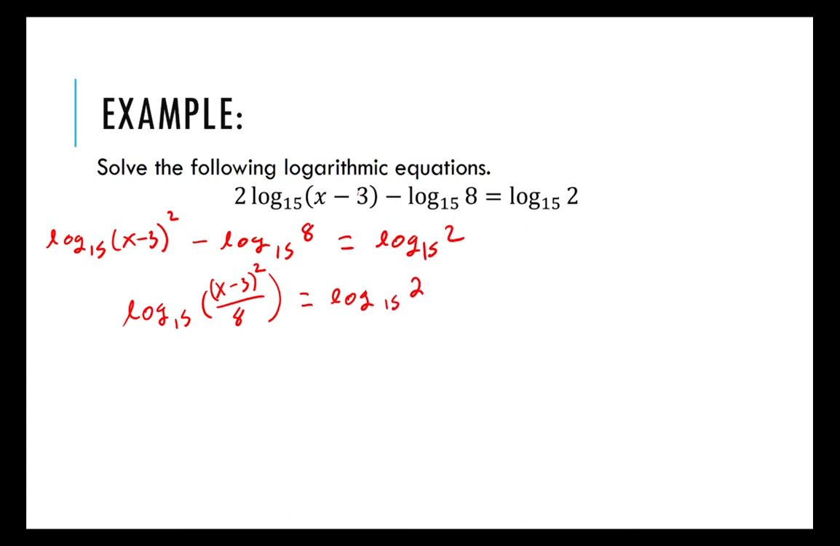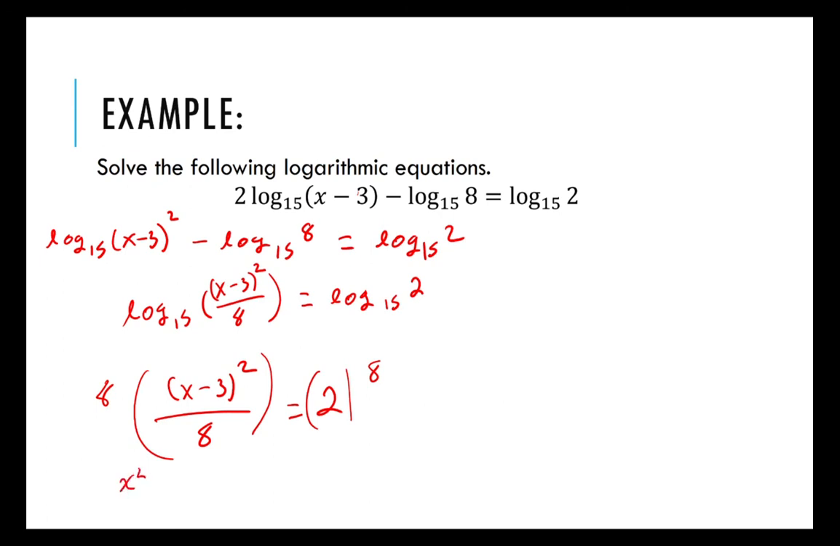Now I have a single logarithm equal to a single logarithm with matching bases. This then is property of equality, so I get x minus 3 quantity squared divided by 8 is equal to 2. Then I can just solve this rational equation. 8 is my LCD, so multiply both sides by 8. Then this gives me x minus 3 quantity squared, which is going to be x squared minus 6x plus 9, is equal to 2 times 8, which is 16.